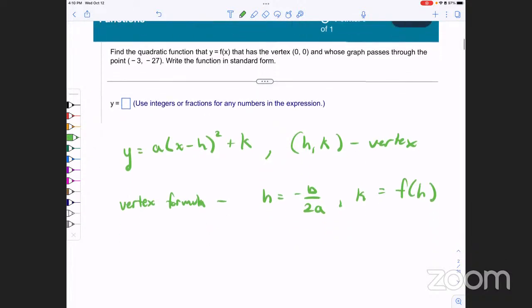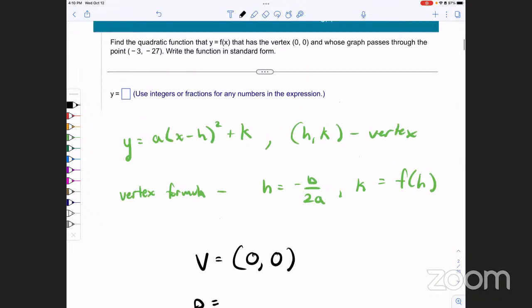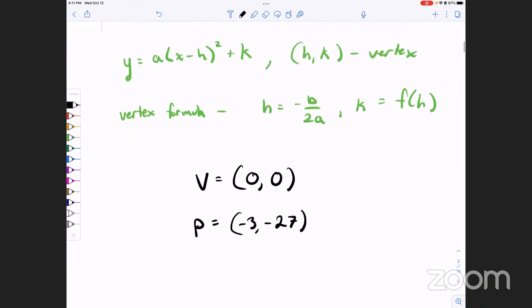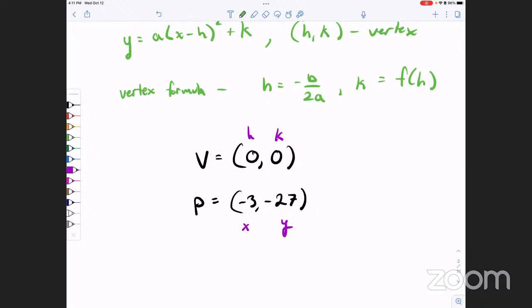So we're given that the vertex is 0, 0, and the point on the graph is -3, -27. And we're going to put this into our standard form of our quadratic. So the vertex is our h and our k, and then this is our x and our y. And again, we're going to pass it through the standard form of a quadratic, which is y equals a times (x minus h) squared plus k.